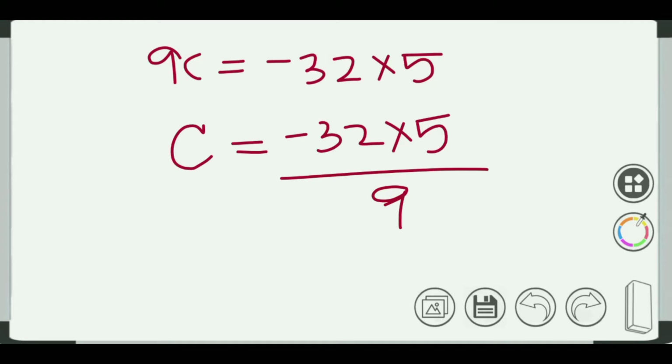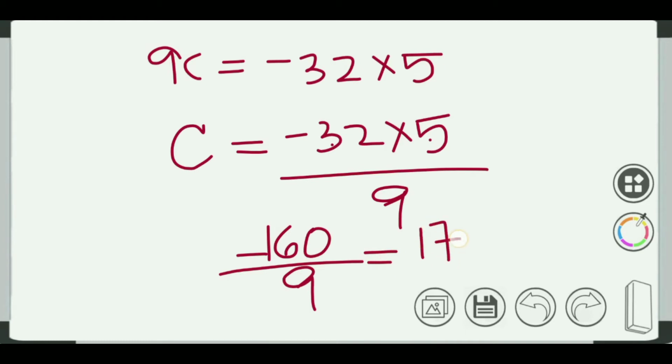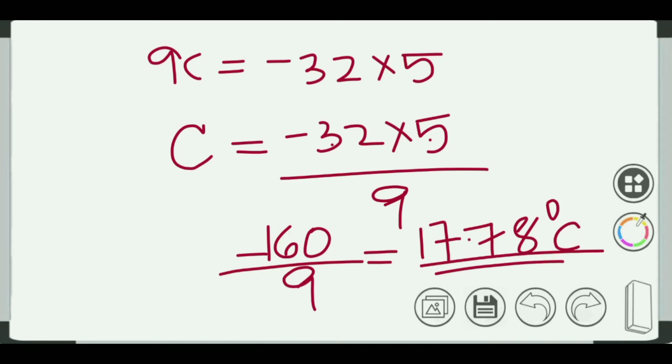Okay. If you solve this one, you will get minus 32 into 5, minus 160 divided by 9. Minus 160 divided by 9, somewhat you will get 17.7777. Okay. This is your C, degree Celsius. Or you can write 17.78. You can stop here. Instead of 17.7777, you can write 17.78 degree Celsius.